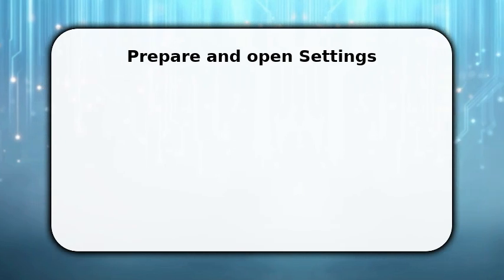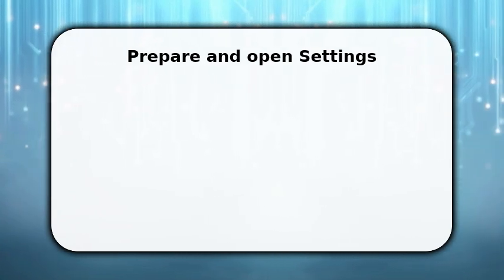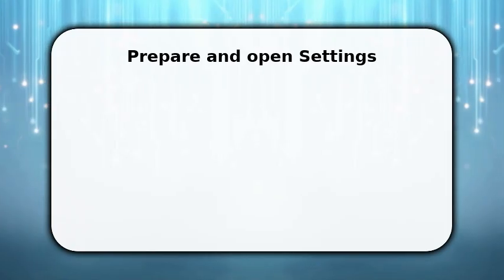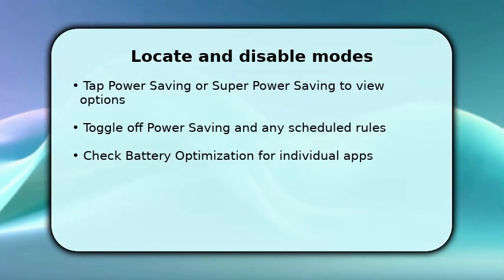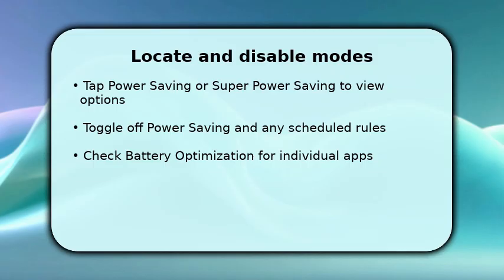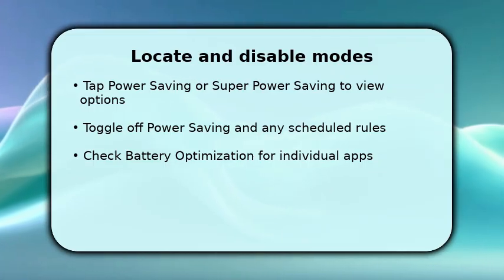You'll find a power saving toggle and possibly a superpower saving option. Turn both off to restore normal performance. If there are scheduled rules, tap Schedule and disable them so the phone won't re-enable later.